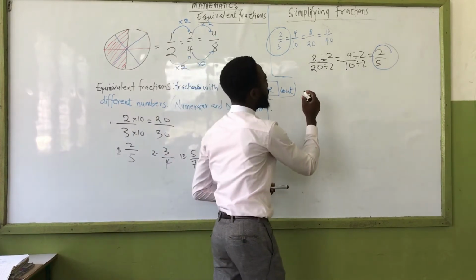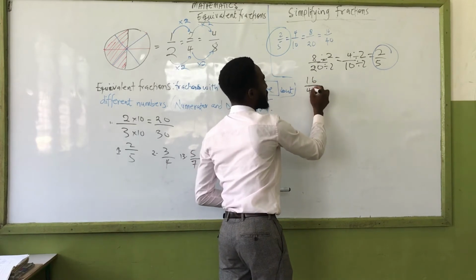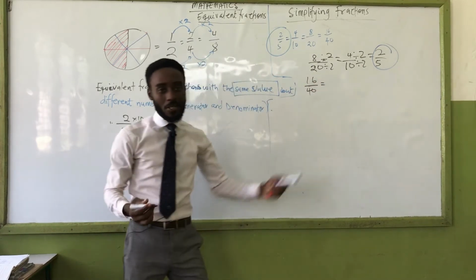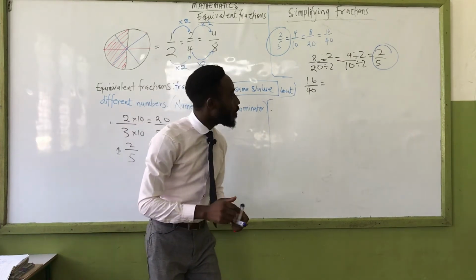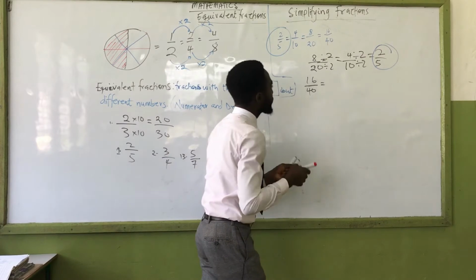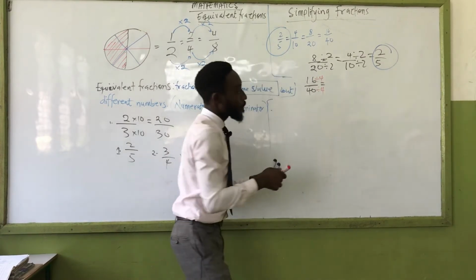Okay, this one we are just guessing numbers. 16 out of 40. What should we use to divide the top and the bottom? Let's give a good guess. 4. Okay, let's try. Divided by 4, divided by 4. What do we get? 16 divided by 4.